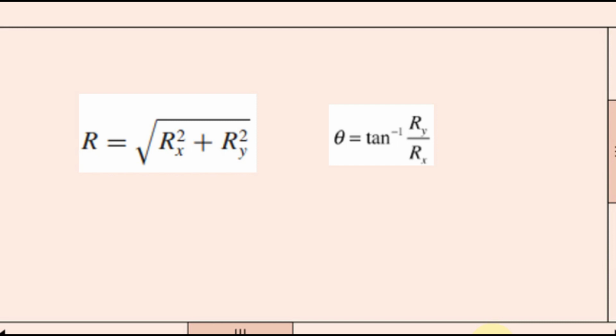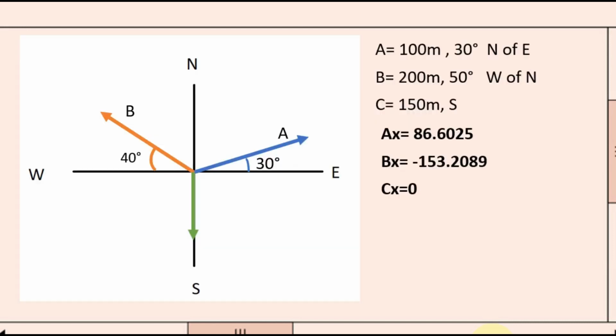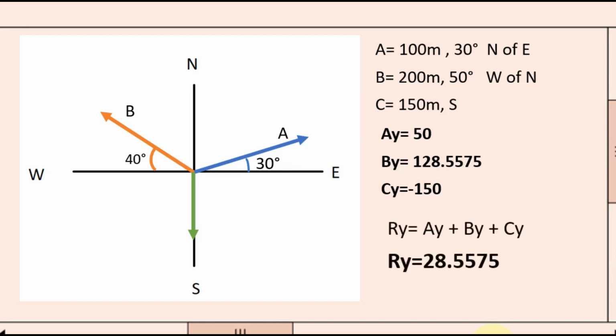Using our formula for the magnitude and direction of the resultant, we need to get the summation of all the horizontal components and all the vertical components. Let's get the summation of all the horizontal components first. Using our computed values, we have R sub x is equivalent to negative 66.6063. Let us now compute for the summation along the y-axis. Again, using our computed values, we have R sub y is equal to 28.5575.